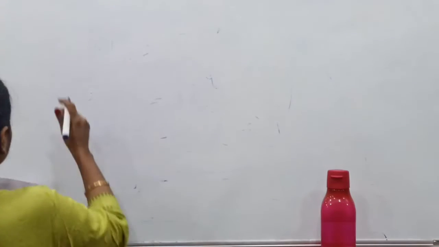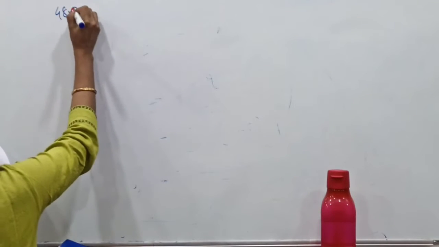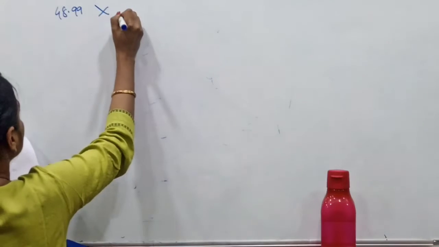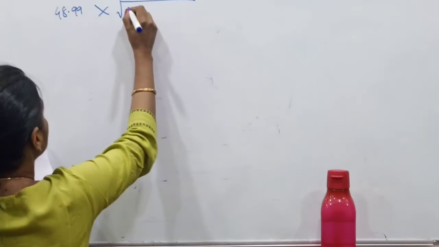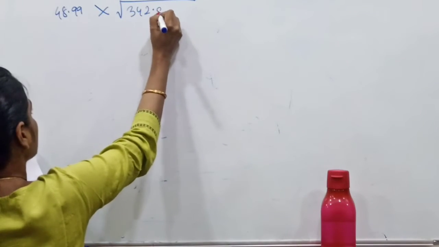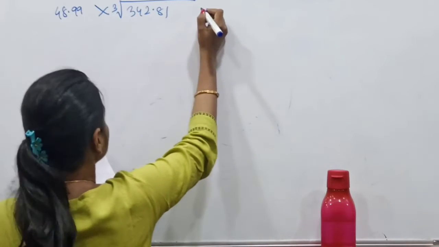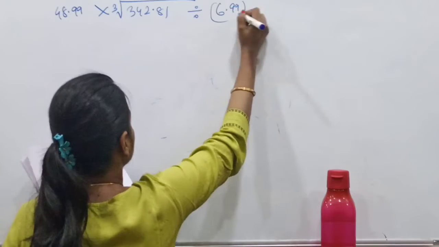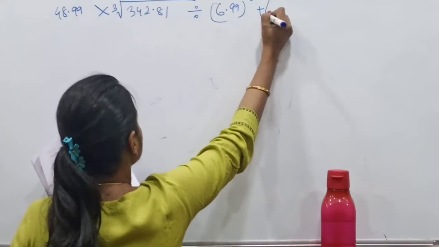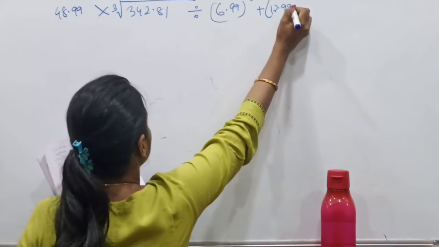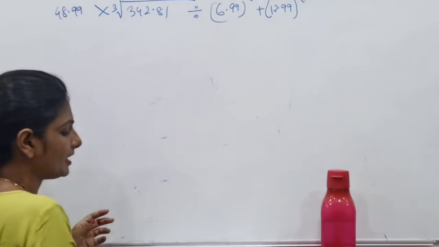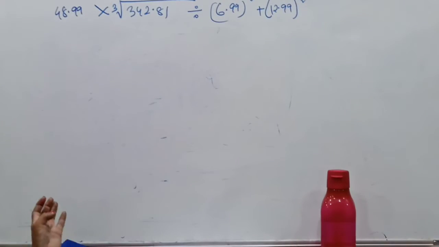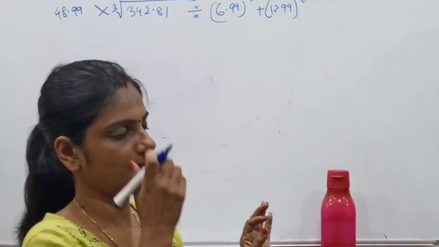Let me take an example. 48.99 into 342.81 cube divided by 6.992 square plus 12.992 square. So in the equation it might be given that what will be the approximate value of this expression.